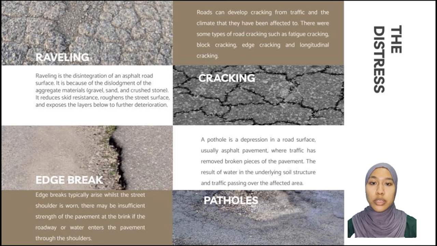There is also some cracking here and there. A road can develop cracking from traffic and the climate. There are some types of road cracking, such as vertical cracking, block cracking, edge cracking, and longitudinal cracking, that happen there. For the third one, there is some edge break. Edge break typically results when the straight shoulder is worn, and there may be insufficient strength of the pavement at the brink of the roadway, or water may enter the pavement through the shoulder. The last one is pothole.